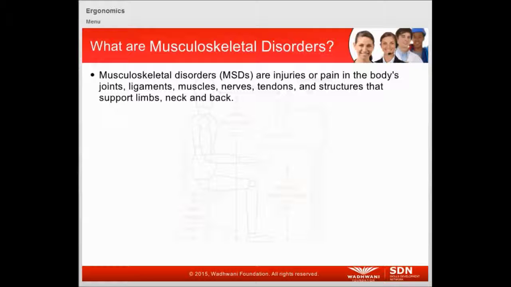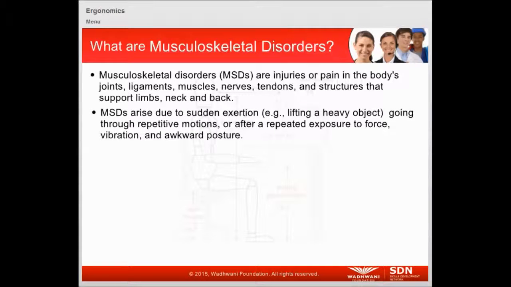Musculoskeletal disorders, MSDs, are injuries or pain in the body's joints, ligaments, muscles, nerves, tendons, and structures that support limbs, neck, and back. MSDs arise due to sudden exertion, for example, lifting a heavy object, going through repetitive motions, or after a repeated exposure to force, vibration, and awkward posture.